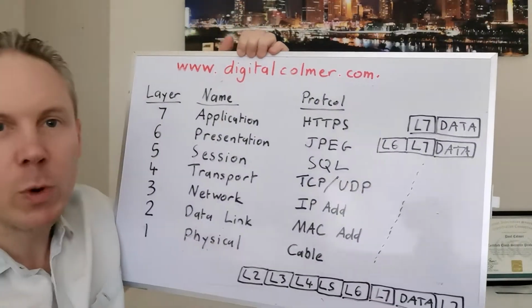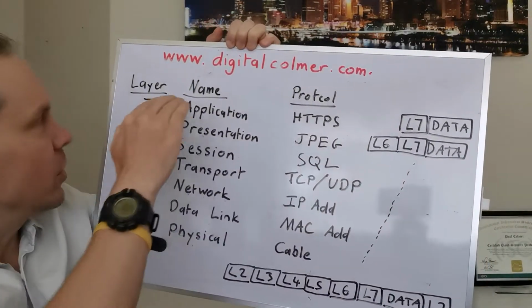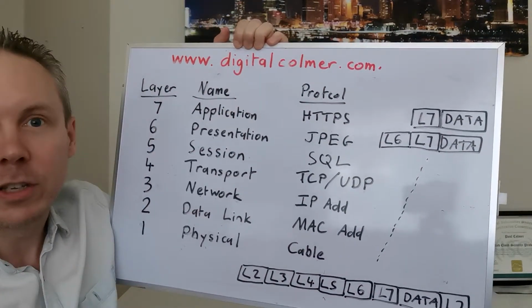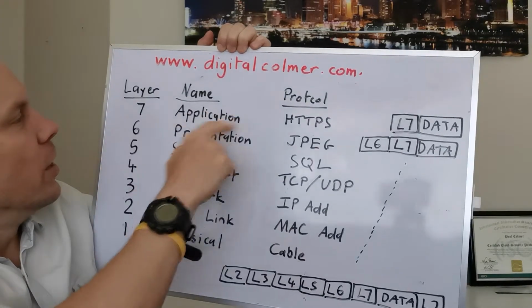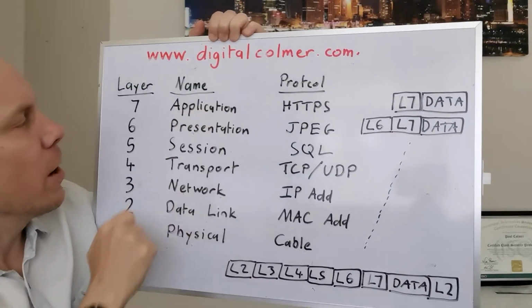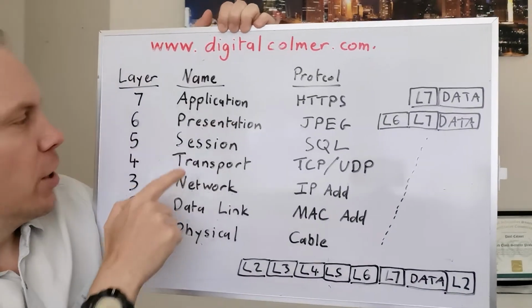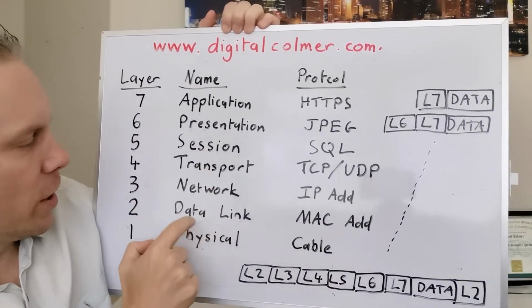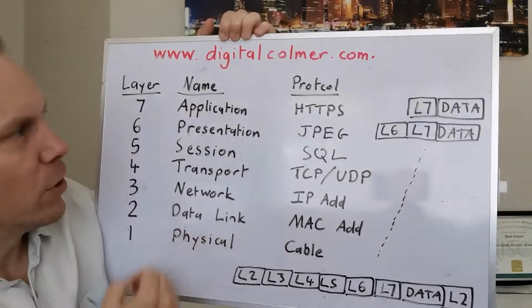And so in a computer, we have to think of a computer as consisting of 7 layers. We have a layer 7 protocol, which we call the application layer, presentation layer, session layer, transport, network, data link, and physical. So we have 7 of those.